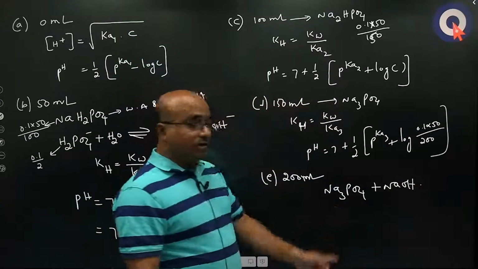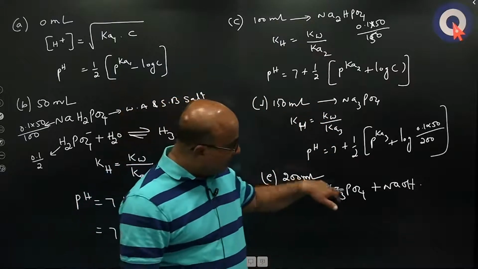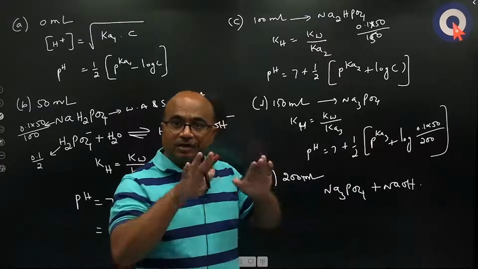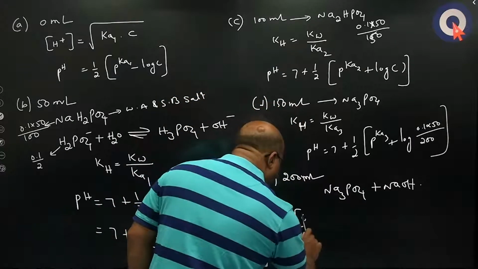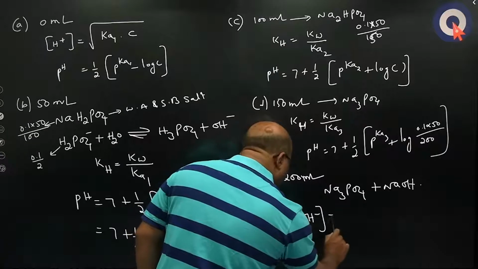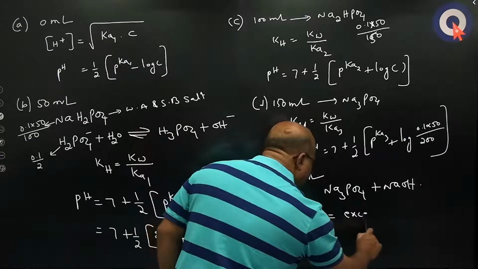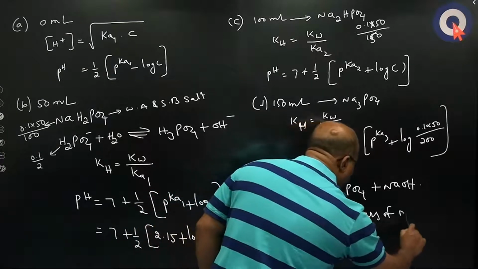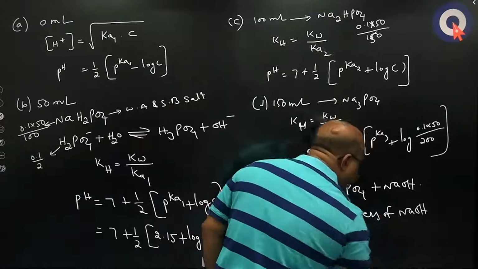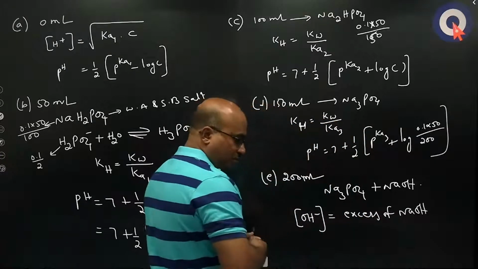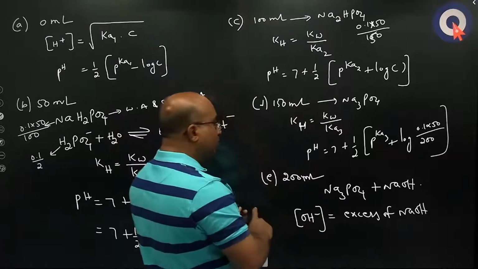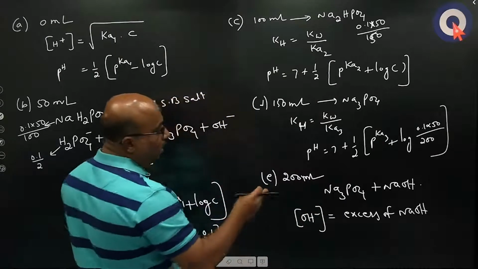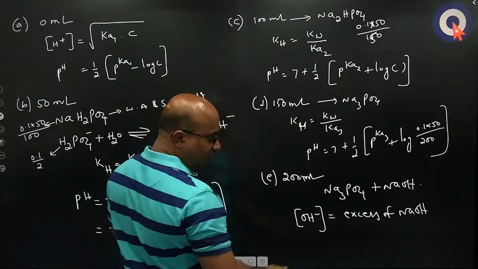When a strong base is there, the hydrolysis of this will be suppressed. So your overall concentration, which is OH minus concentration, is the excess of NaOH concentration. So how much of excess of NaOH we have? That is 0.1 into 50 we have taken here, 0.1 into 200 we have taken here.